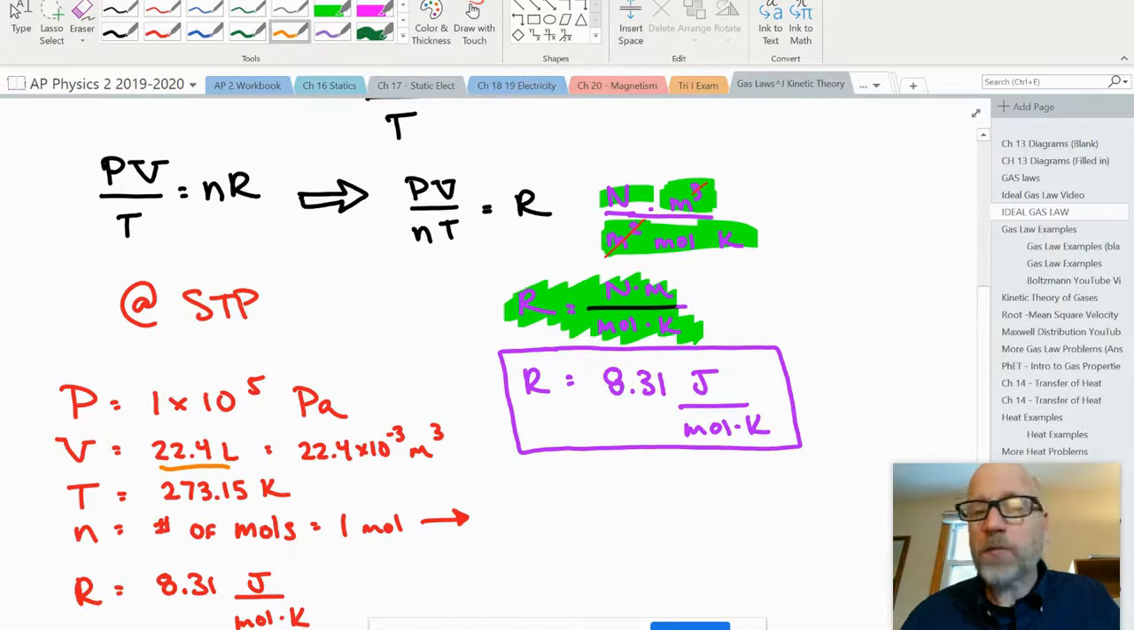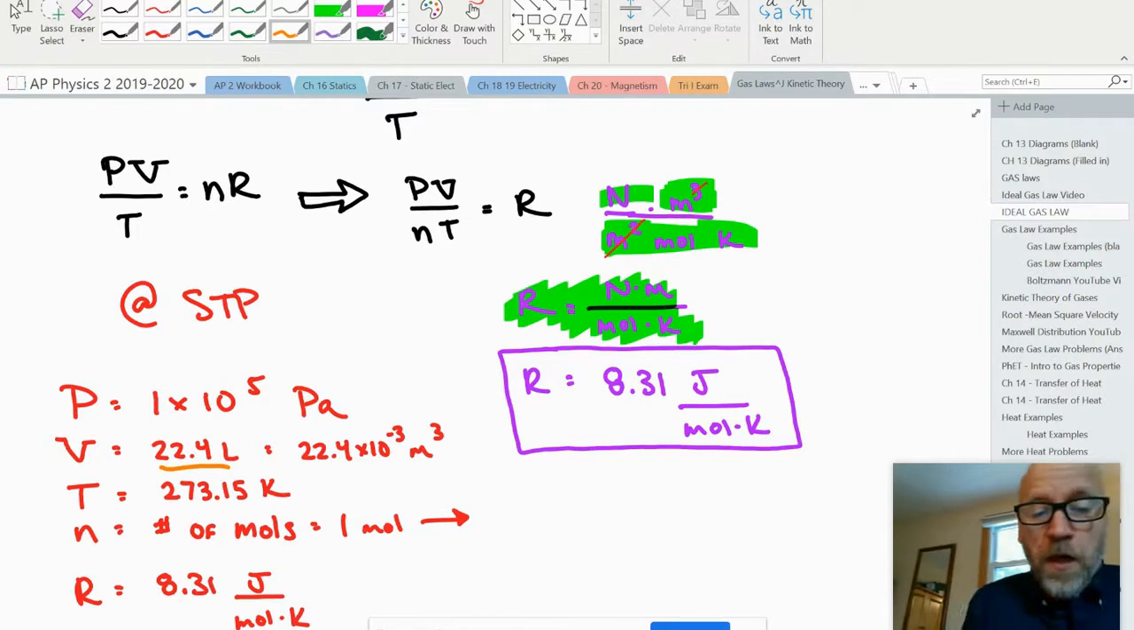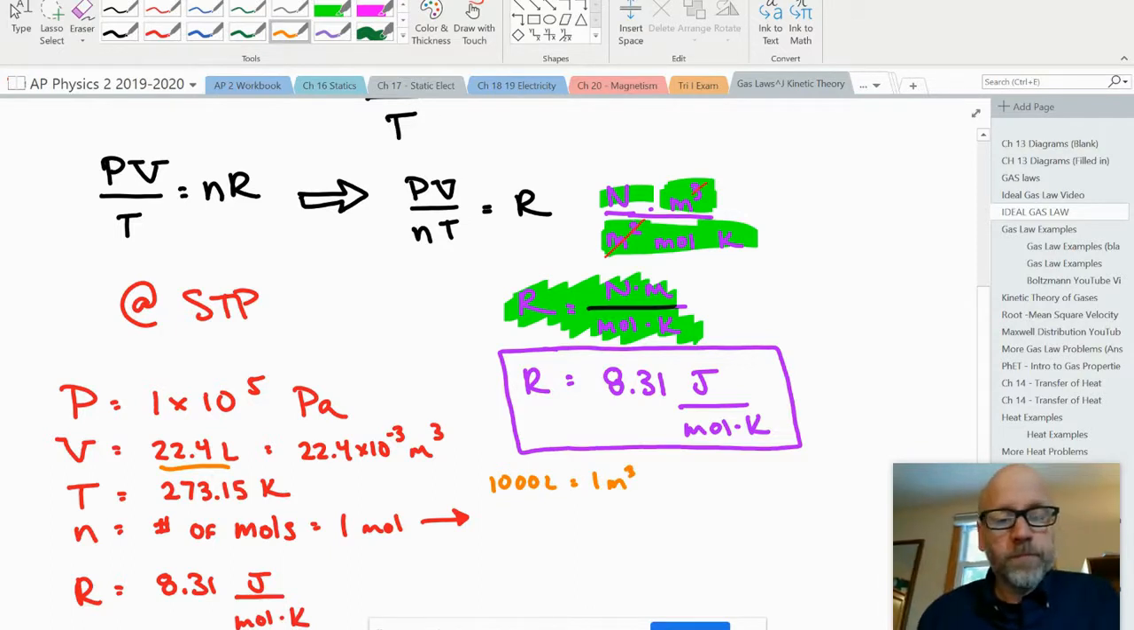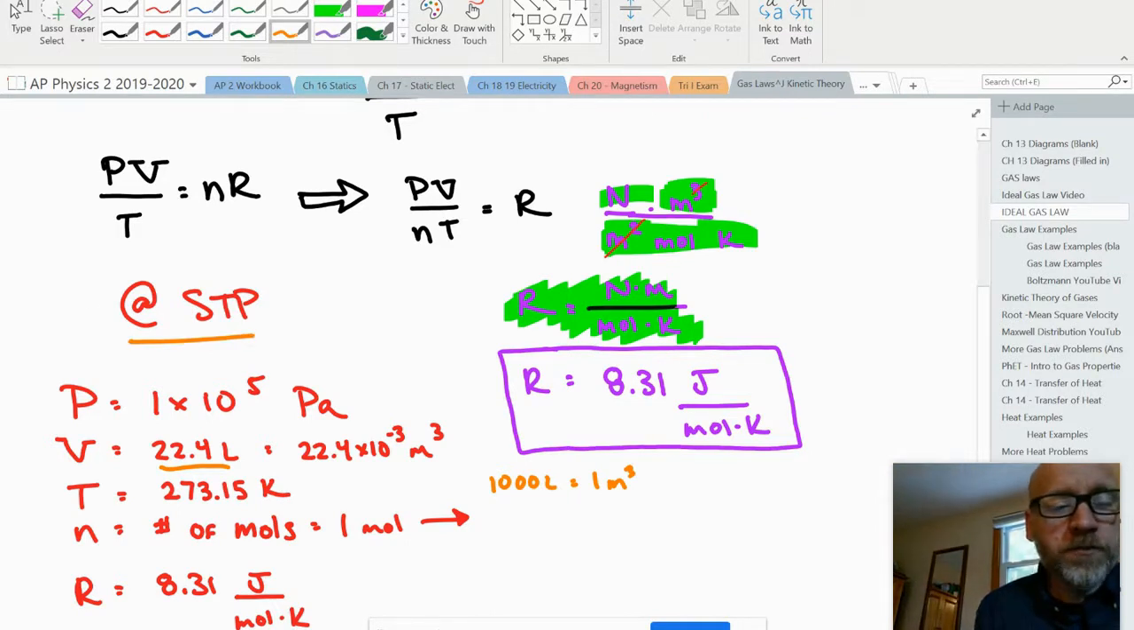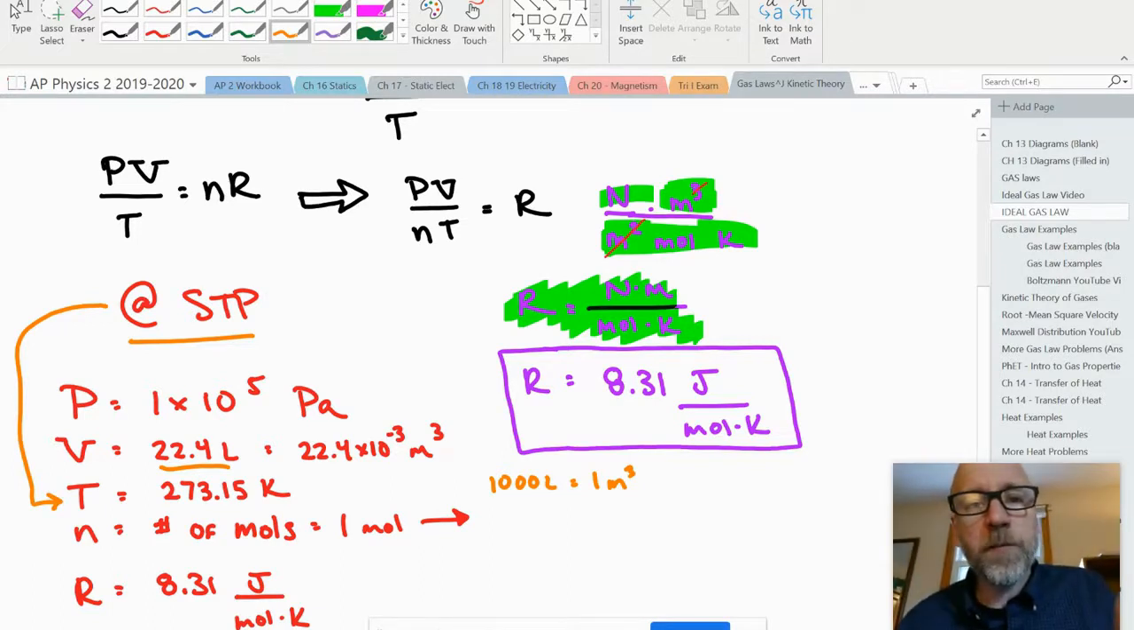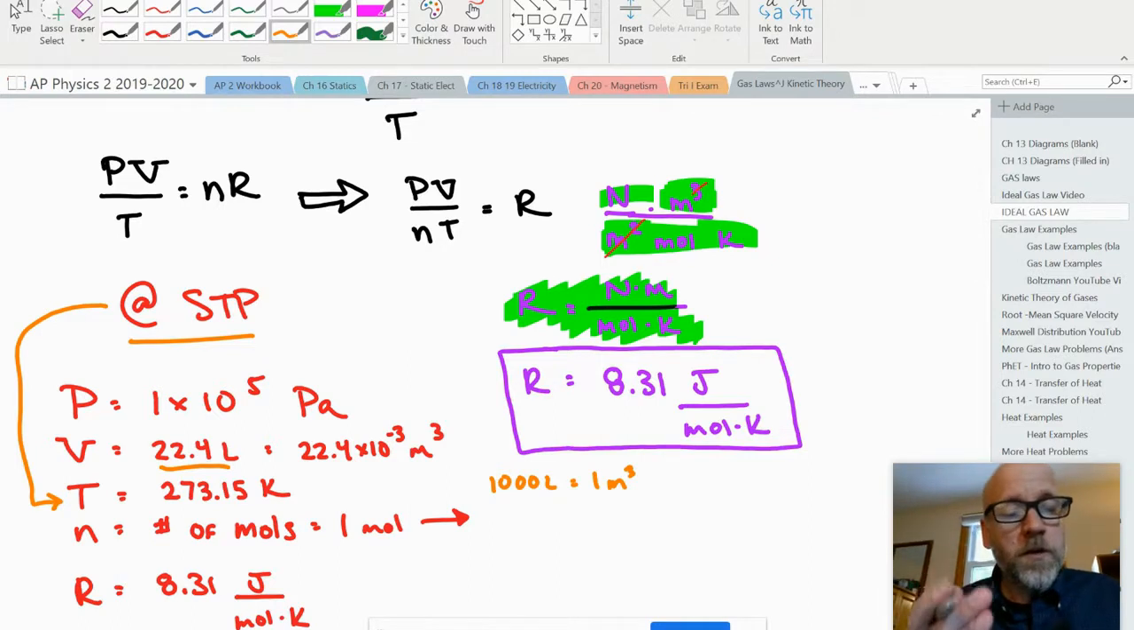But in physics class, we're not going to use liters at all. We're going to use meters cubed. So there are 1,000 liters in 1 meter cubed. So the volume will be 22.4 times 10 to the minus 3 meters cubed. Temperature for STP is 273.15 degrees, or 273.15 Kelvin. And the number of moles is going to be 1 for this calculation.